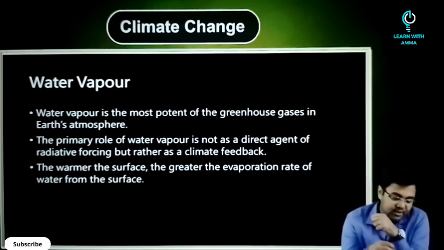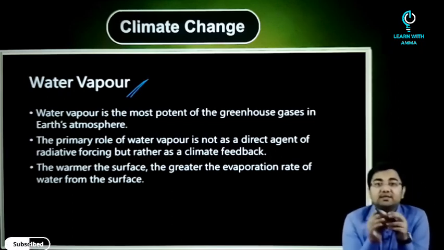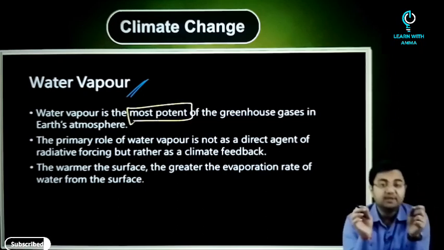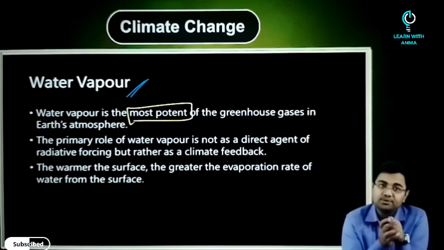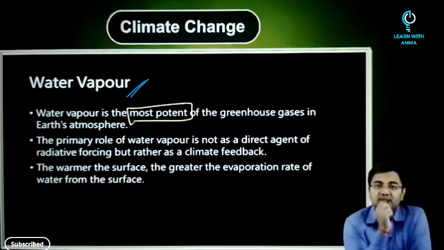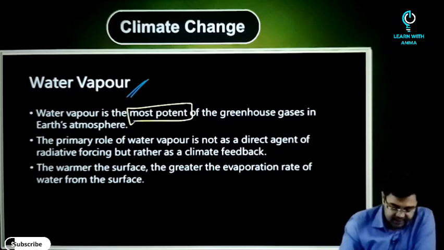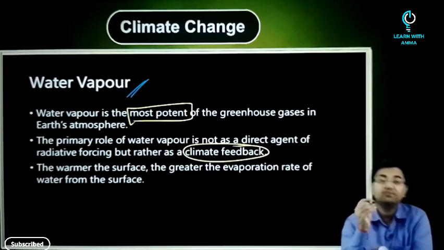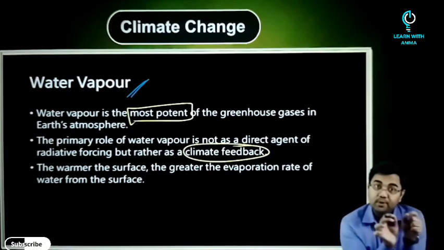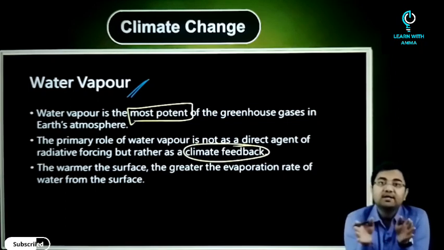To start with, the first one is water vapor. Water vapor is the most potent of all the greenhouse gases in the Earth's atmosphere, but its behavior is very different from other greenhouse gases. The primary role of water vapor is not as a direct agent, but rather as a climate feedback. What do we mean by climate feedback? It is a response within the climate system that influences the activity of the entire climate.